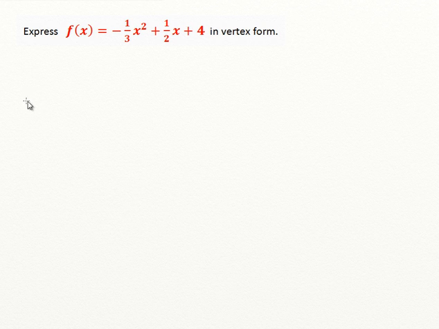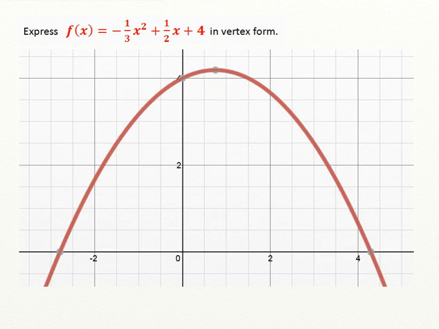Well, if we were asked to express this function in vertex form, we might think right off the bat, well, if I knew the vertex, I could quickly write vertex form. And so you might think, well, what if we graph this? And here's the graph of this function.